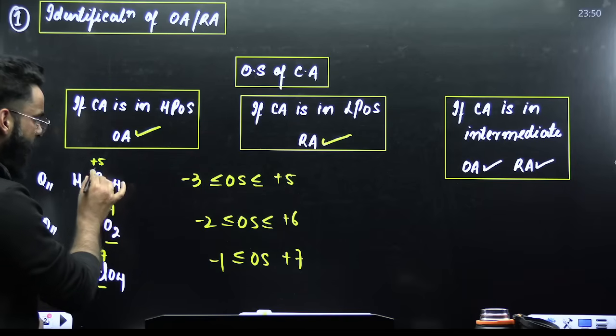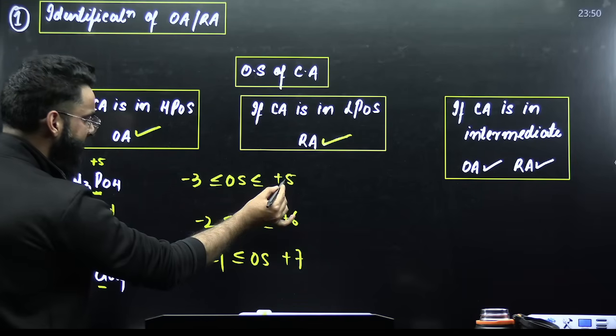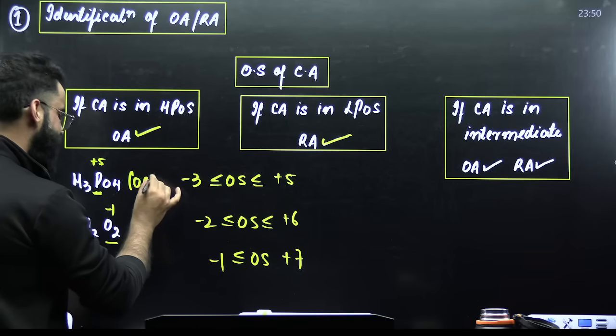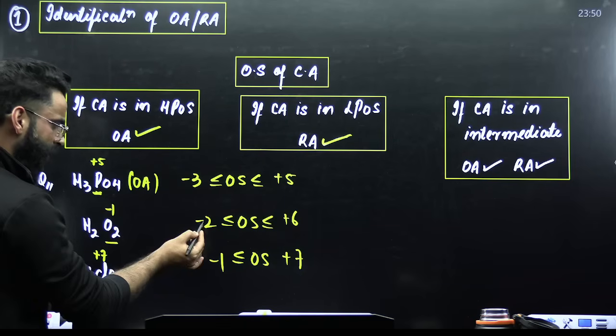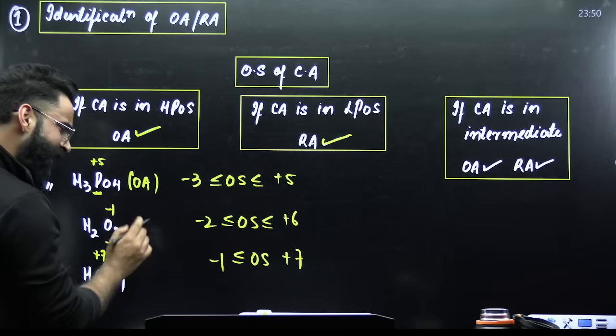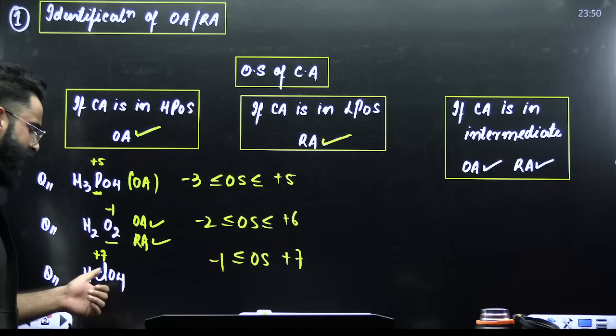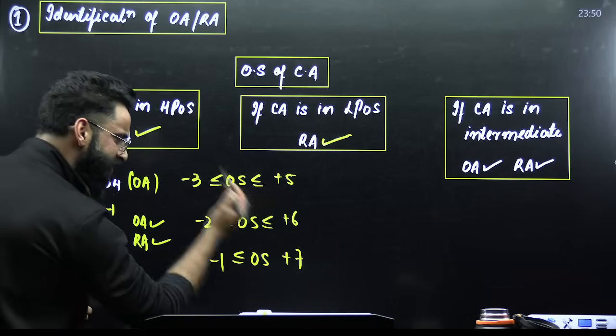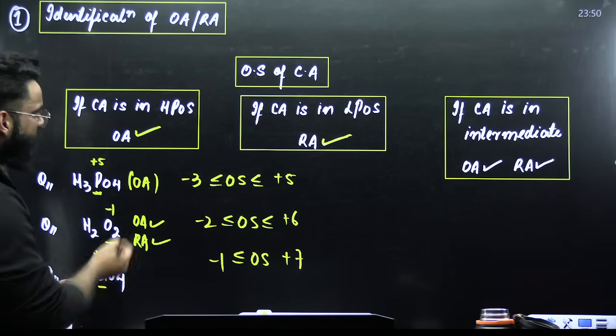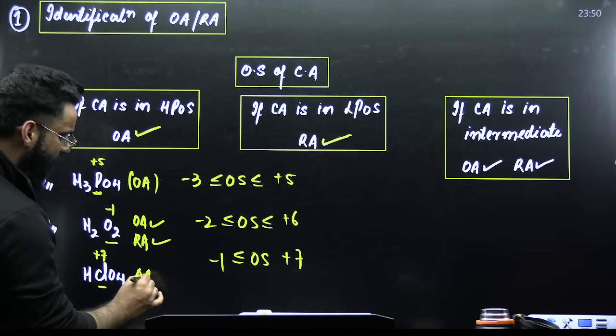Here, phosphorus is already in the highest oxidation state, right? That means it's going to behave like the oxidizing agent. Oxygen is neither in lowest nor in highest. It's in an intermediate oxidation state. So it's going to behave both as an oxidizing as well as a reducing agent. Chlorine, +7. +7 is the highest oxidation state of chlorine. So chlorine is already in highest. So it's going to behave like the oxidizing agent.